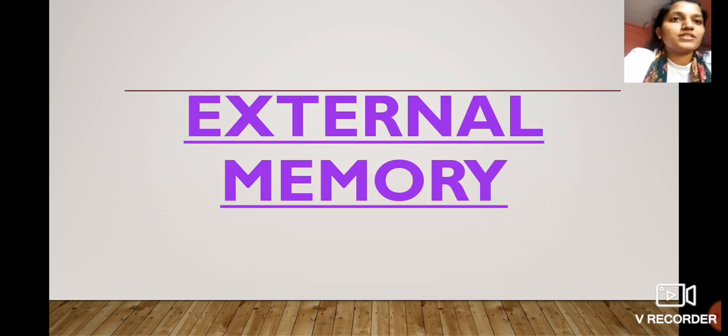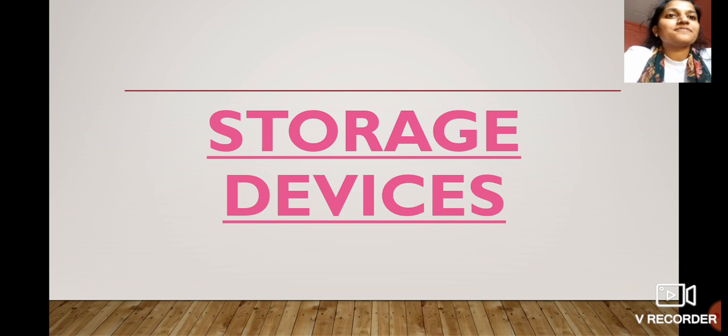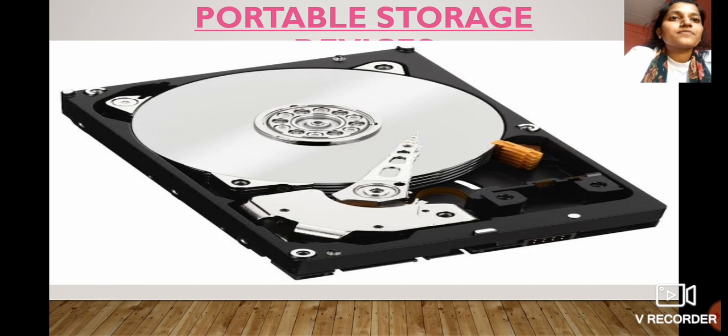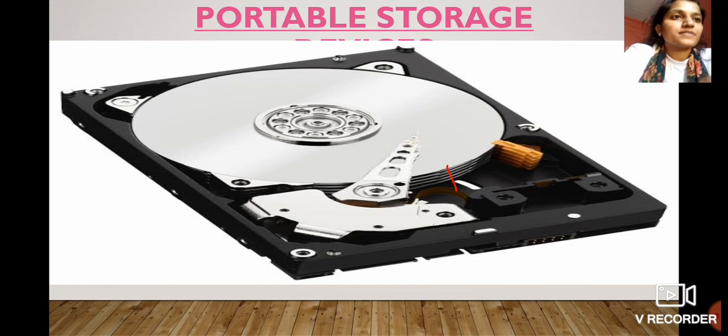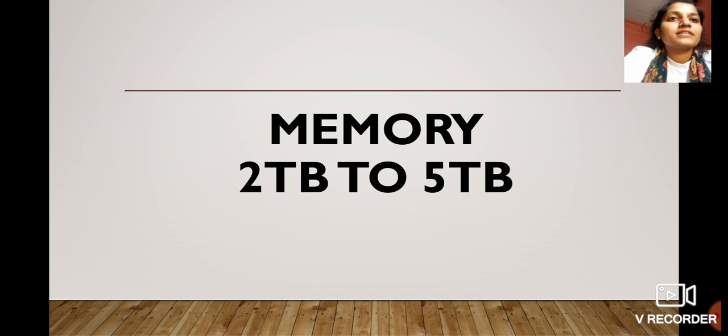Yes, then we have seen about external memory. After that we have seen internal memory, that is RAM and ROM, and external memory, different portable storage devices we have seen, right? Portable storage, yes. First of all we have seen hard disk, this is hard disk, and we can see that it contains multiple disks. Yes, the memory of hard disk is 2 TB to 5 TB. It can hold a large amount of data.